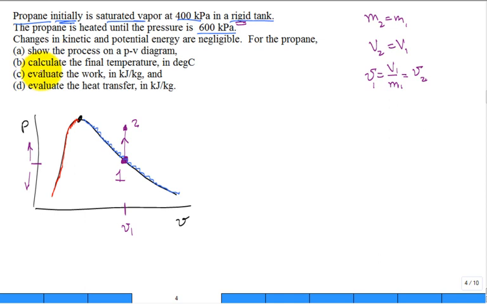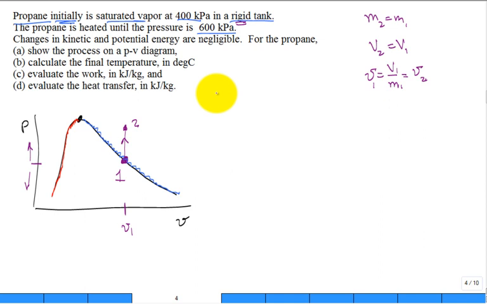Now part B, calculate the final temperature in degrees C. Now, tell me about state 2. Subcooled liquid, superheated vapor. It's superheated vapor. But how am I going to find the temperature at state 2?